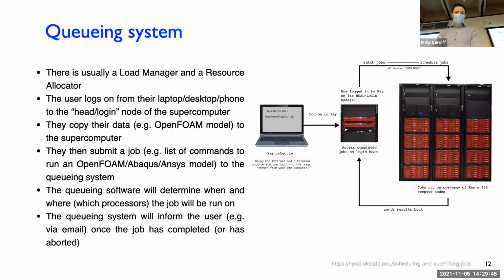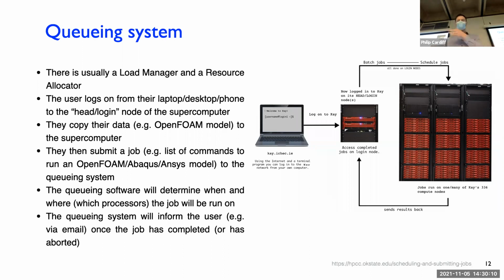So the queuing system, there's a load manager, resource allocator. User logs on to this head node, login node, they copy their data. So typically you'll maybe prepare your model or some part of your model on your own computer, and then you'll copy it over and then run it. And you'll submit some job. It can be Abaqus, ANSYS, OpenFOAM, for example. And the queuing software will decide when to run it.